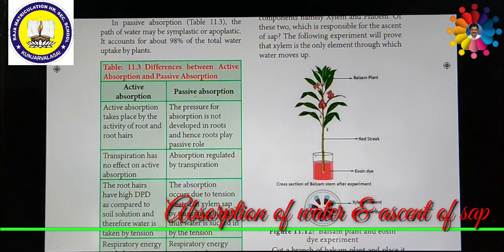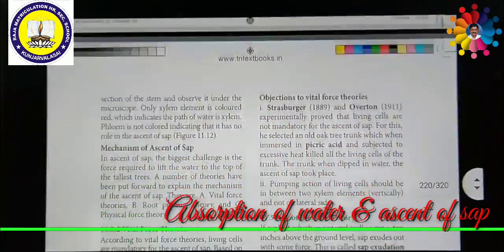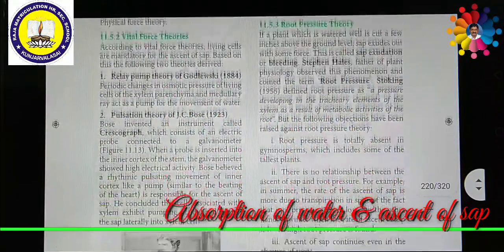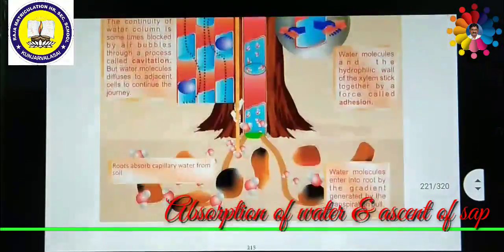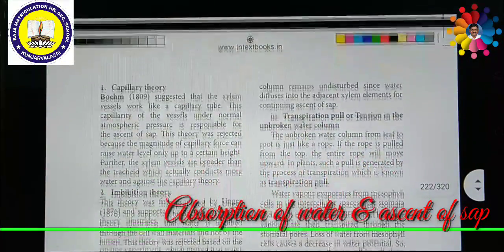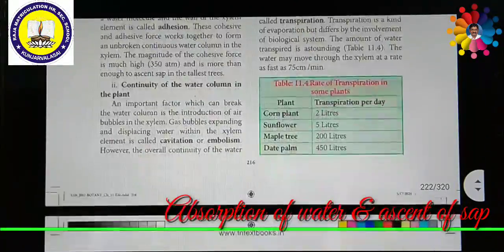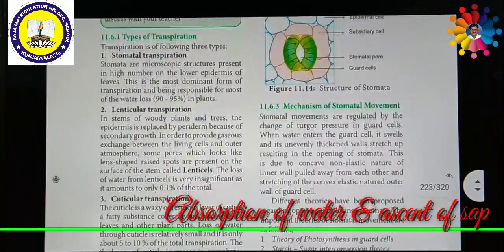There are three different types of transpiration. One is stomatal transpiration, another is lenticular transpiration, and the third one is cuticular transpiration. The transpiration which takes place through stomata is called stomatal transpiration. If the transpiration takes place through lenticels, lens-like cells present on the bark of the mature stem, it is called lenticular transpiration. But the transpiration through lenticels is very, very little when compared with stomatal transpiration, because most of the total water loss takes place through stomata.